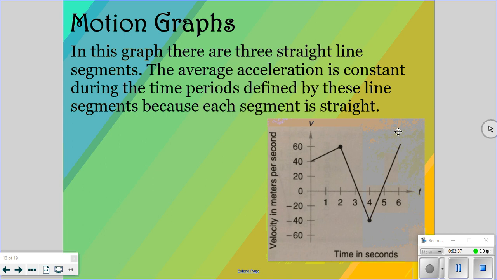In this graph, that means that we have to have a constant acceleration here, and a constant acceleration here, because each of those 3 pieces are straight.